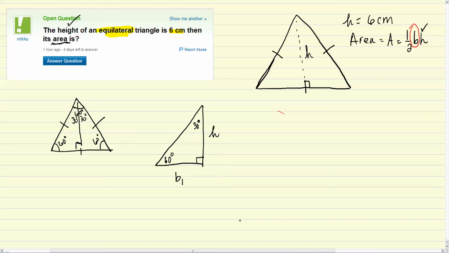B1. The long side, also known as the hypotenuse, is always 2 times the short side, and the middle side is always square root of 3 times the short side. Given that, since we already know h, we can find B1, right? Just remember h is 6 centimeters. So let's go ahead and solve.